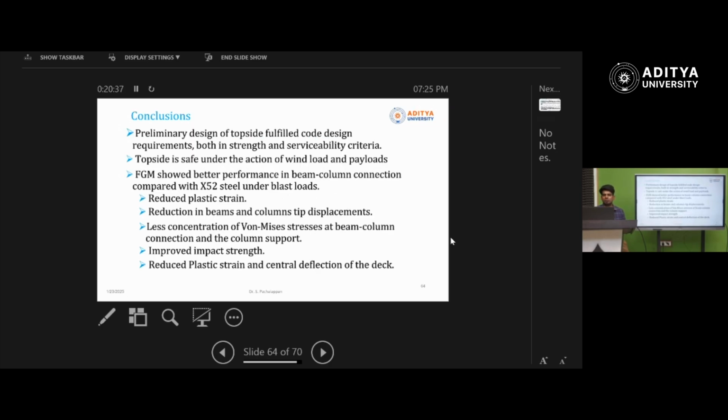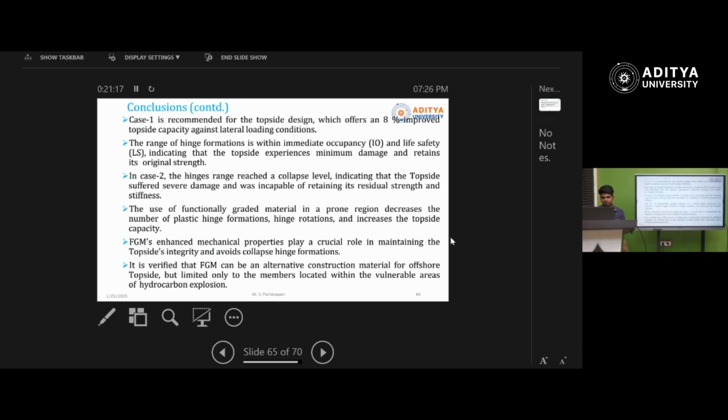This is the overall conclusion of this presentation. The preliminary design which we made fulfills the design codes, not only the Indian codes; multiple code books are used here, Eurocode, American codes, etc. And the topside is safe against the wind load and all the payloads and all the combinations of special loads, which are wind, blast, impact load, etc. With all these loads also, we've attained reduced plastic strain, reduced beam tip displacement, less concentration of failure stresses, improved strength, and reduced central deflection.